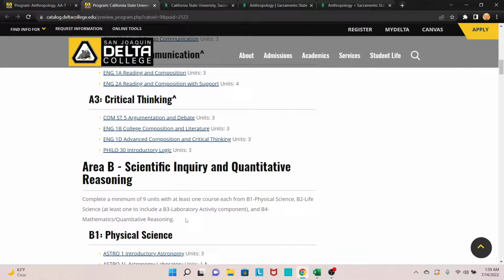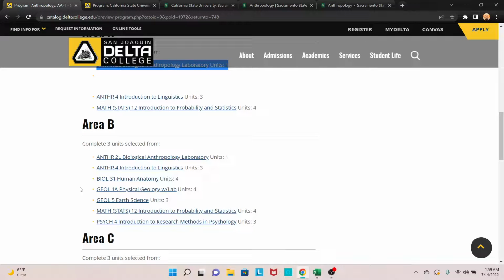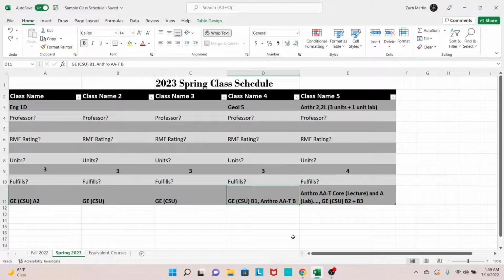as earth science, but it also can fit down into area B, where you can complete 3 units. So you can double count again, therefore shortening the amount of units needed to fulfill this major, which means this is actually one of the faster programs that I've seen running through these examples.